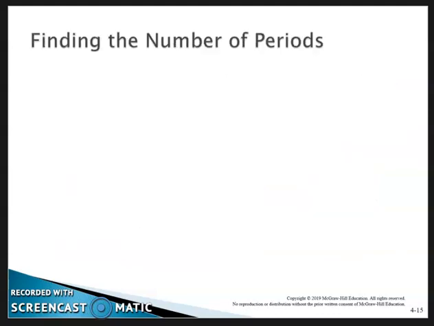Next, find the number of periods. Finding periods and solving for the yields is one of the many tools that is available in your calculator, and that will make this much easier. So we'll show you how it calculates.